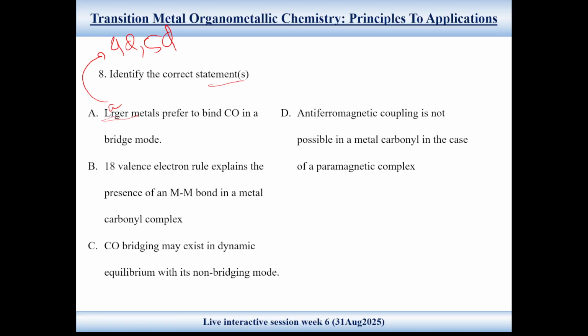It will be option B, sir. Option B is also correct. What about option C? See, this dynamic equilibrium is non-bridging mode. Sir, option A is correct, right? The question is to identify the correct statement. So which statement is correct? B is one option, sir. Along with that.